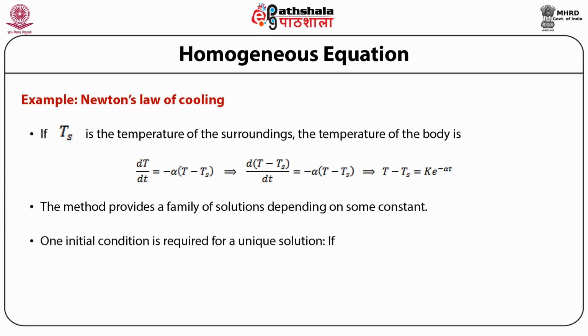One initial condition is required to select a unique solution to the problem. Thus, if T is equal to Ti at time t equal to 0, k is equal to Ti minus Ts, and T as a function of small t is equal to Ts plus (Ti minus Ts) times e raised to the power minus alpha t, where small t is the time.